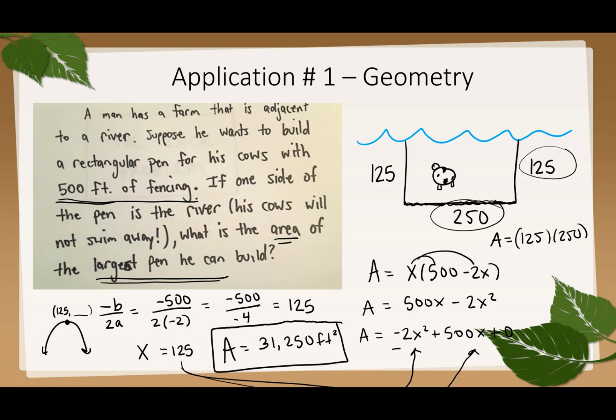And again, like I said, if you wanted to, you could take this 125 and plug it into X here and here, and you would get this 31,250 for that Y value.